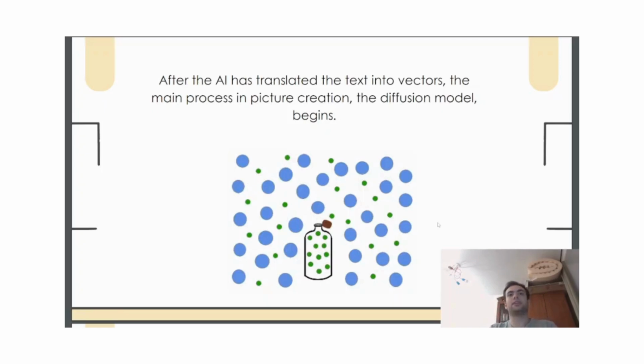But the main process in creating pictures is called diffusion models. So diffusion is when one environment is changed by another environment. For example, as you can see in the picture, we have an environment of blue balls and a bottle with green balls. And when we open the bottle, green balls and blue balls start mixing together, creating a new environment with green and blue balls together.